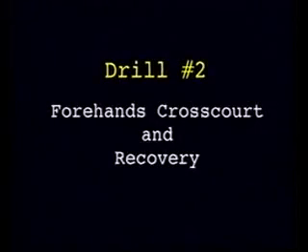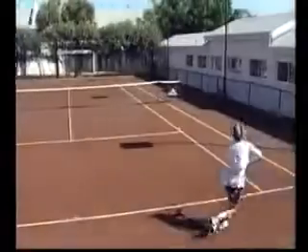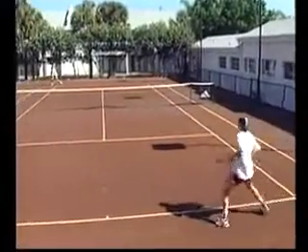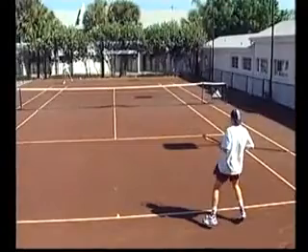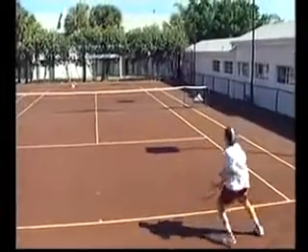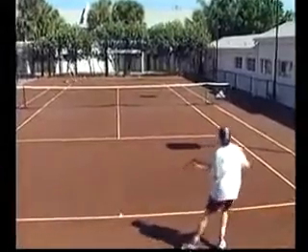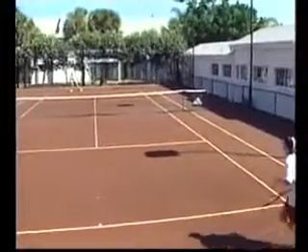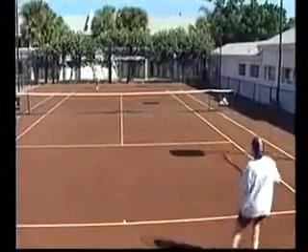Drill number 2, forehands cross court and recovery. This drill has both players working in the cross court forehand pattern, focusing on consistency rather than power, and finding the correct recovery position after every shot. Make a game of it by adding scoring. Begin the drill by hitting the first ball to the opponent's forehand corner. Alternate the start of each point between the two players.